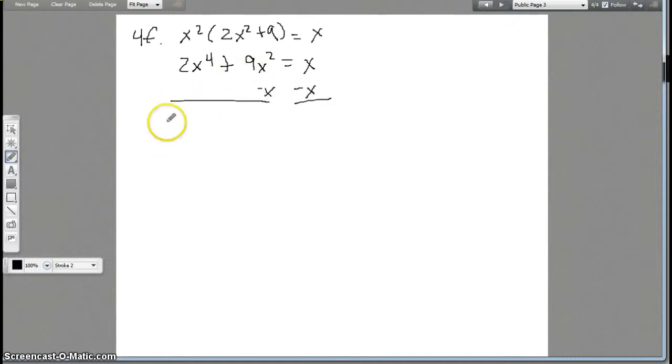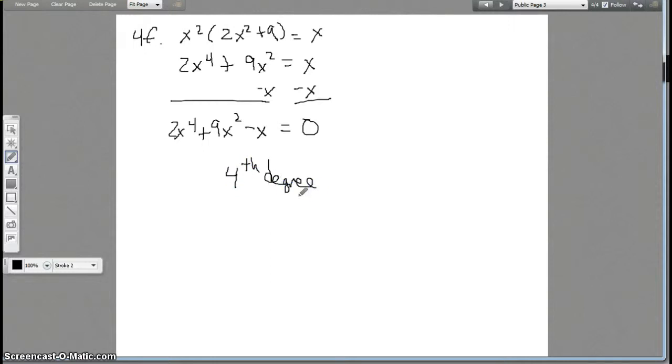So on my left side, I have 2x to the fourth plus 9x squared minus x. Notice I did not have an x term on the left side to subtract it from, so I just copied the minus x. On the right side, I have x minus x, which is 0. So now we do satisfy the requirements for standard form. We have a polynomial written in descending order on the left side, and we have a 0 on the right side. Our highest degree is 4, so this is a 4th degree polynomial.